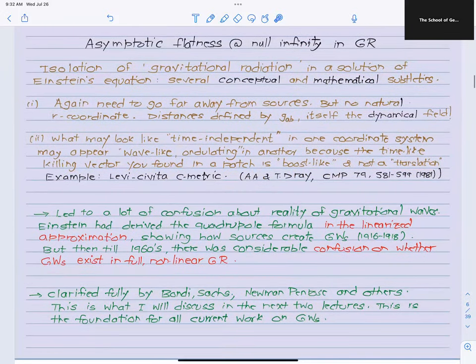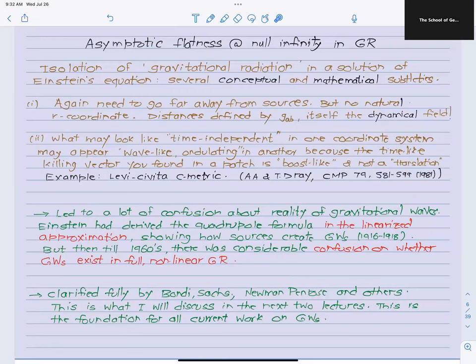So, asymptotic flatness at null infinity in general relativity. The idea is again that one wishes to isolate the gravitational radiation in a solution of Einstein's equation. It's the same thing. What we did was, in Minkowski space, we went to scri and isolated the radiative degrees and the Coulombic degrees of freedom of the Maxwell field. Now we want to do the same thing for general relativity.